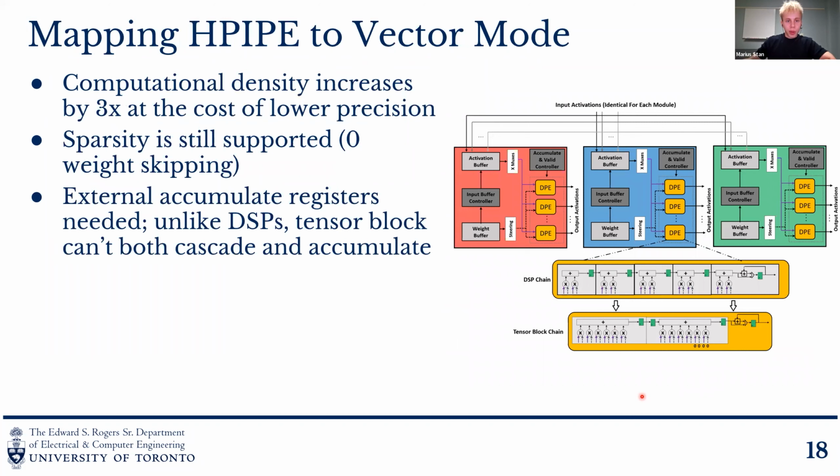And so to map HPIPE to vector mode, we take our existing convolution engine and swap out the DSPs for tensor blocks. This is easier said than done, but it gets us up to a 3x performance improvement at the cost of lower precision. Sparsity is still supported, so we don't have any restrictions on inputs here like we do in tensor mode, and so we can still support zero-weight skipping, but we do need an external accumulate register, because unlike DSPs, tensor blocks can't cascade and accumulate in the same cycle.